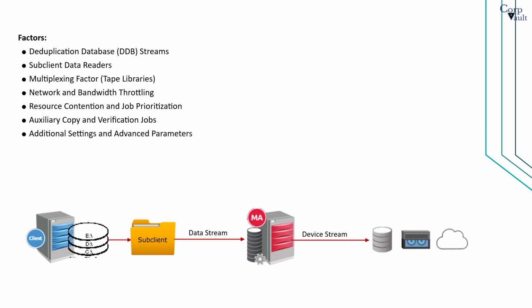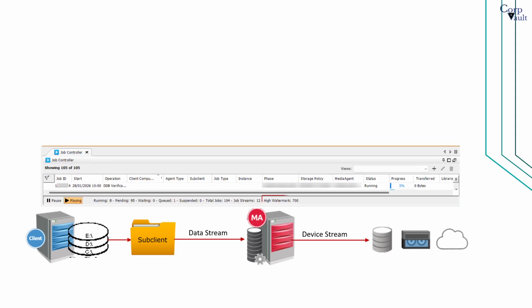Additional settings and advanced parameters. Advanced settings, for example, stream randomization, stream distribution thresholds, and custom registry keys, can further tune or restrict stream allocation. Lastly, job stream high watermark. This is a global limit for the number of simultaneous job streams in the CommServe and it has a configurable threshold. It is a control mechanism to prevent overloading the CommServe and associated resources.